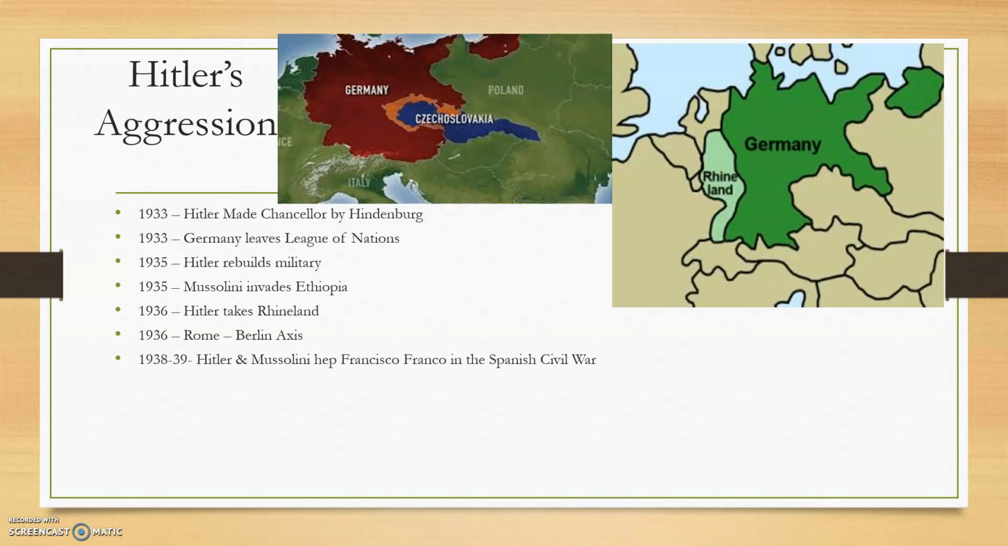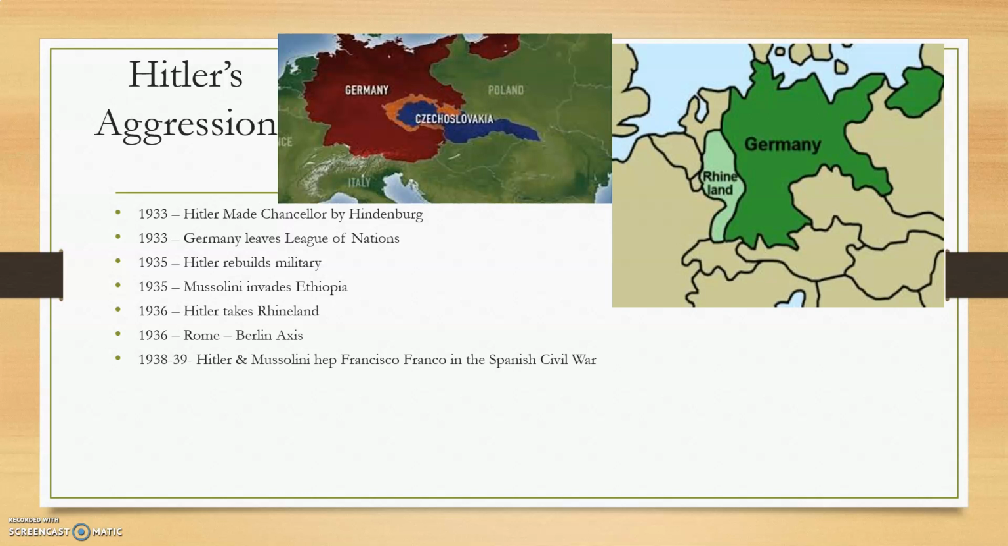Now, any sensible person might see what is coming, but remember, World War I was so devastating. Europe wanted to avoid another war. The word for giving into an aggressor's demands to give them what they want is called appeasement. Appeasement is one of the biggest reasons Hitler was able to become so powerful.